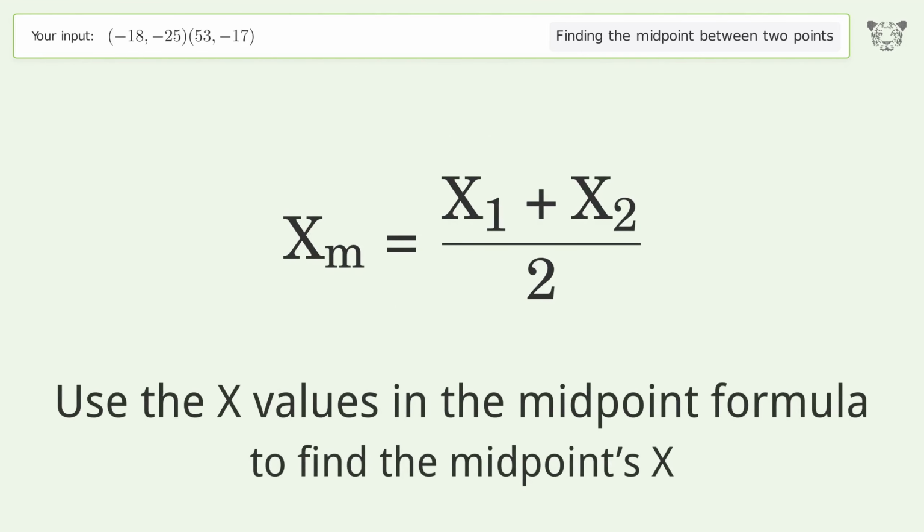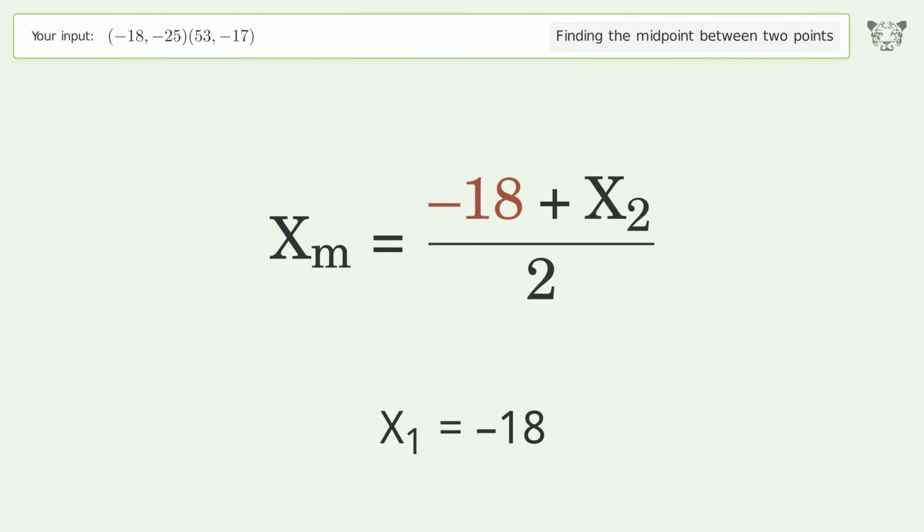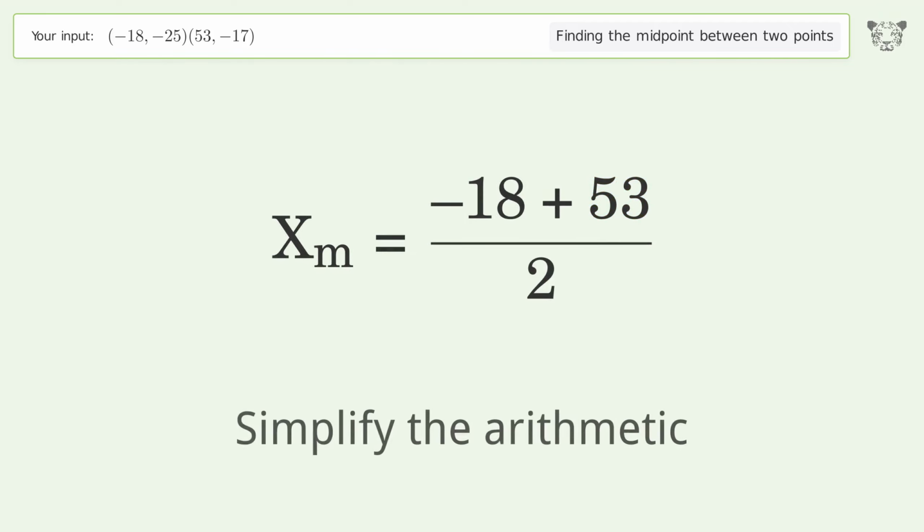Use the x values in the midpoint formula to find the midpoint's x. x1 equals -18. x2 equals 53. Simplify the arithmetic.